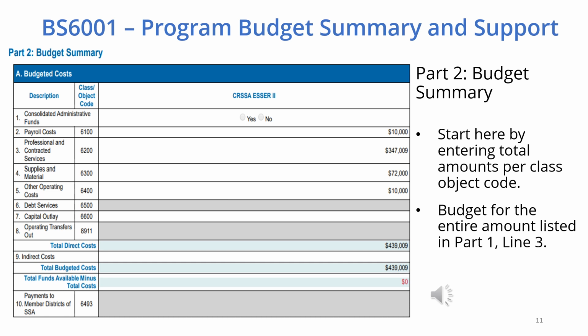For each class object code where you have budgeted cost on the BS 6001, you will complete the supporting budget schedule. The exception is supplies and materials, as those do not require specific approval.